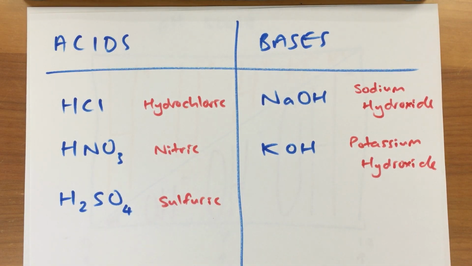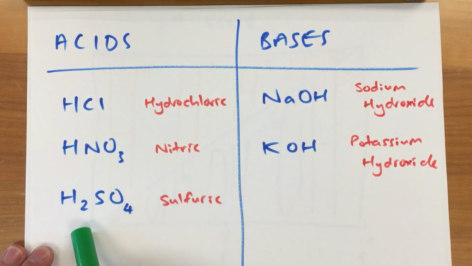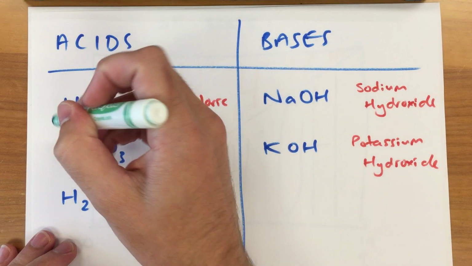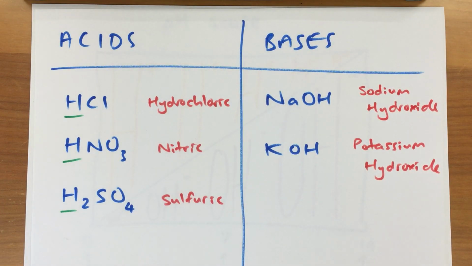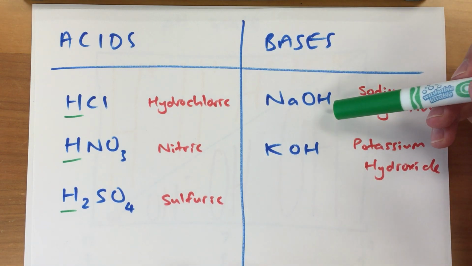Now, first of all, there's something in common between all of their formulae that you can see here, and that is that they all start with an H. That's because acids, when they go into water, produce H+, so they have to have that H there, which becomes the H+ in water.